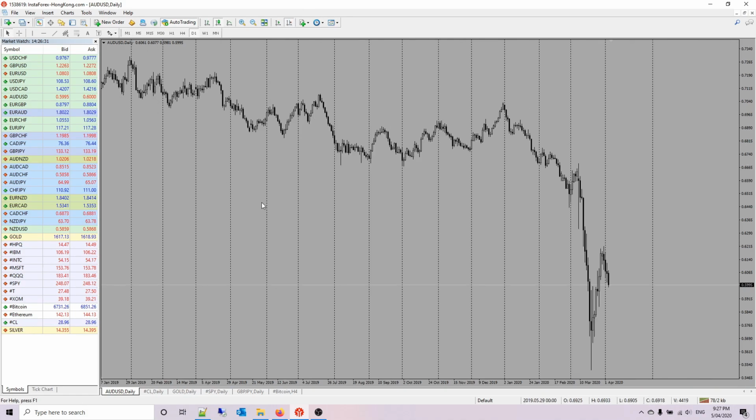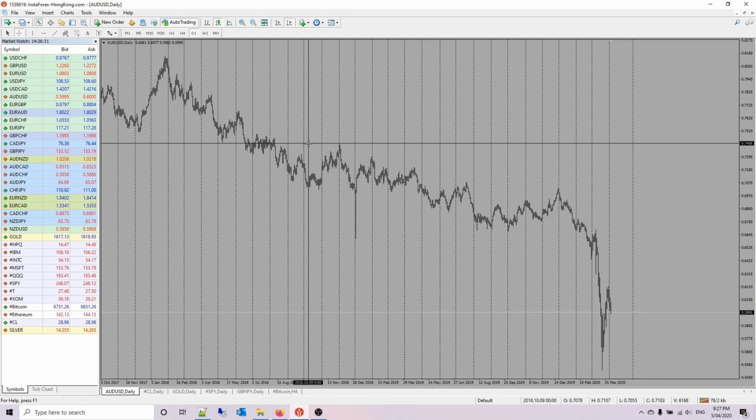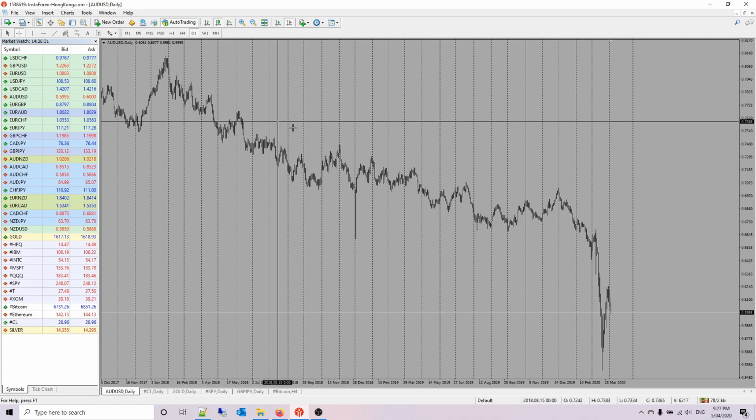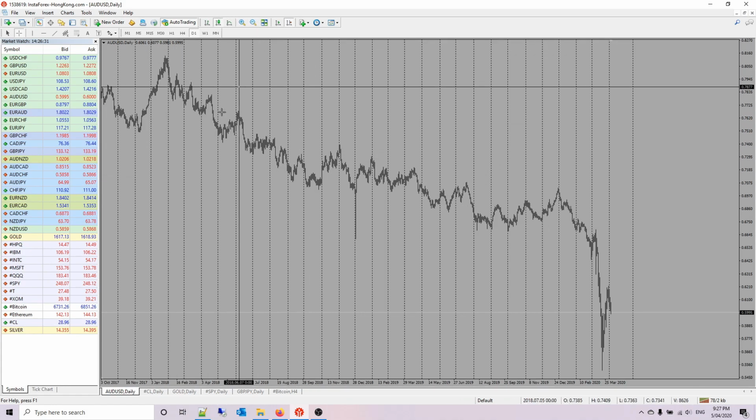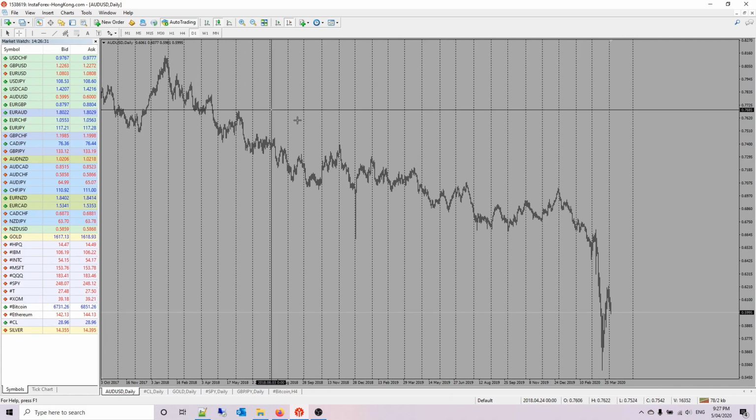So we look at it. You see the trend, it's coming down. It's very clear. I zoom out a bit just to see the trend. From 2018, it started coming down.